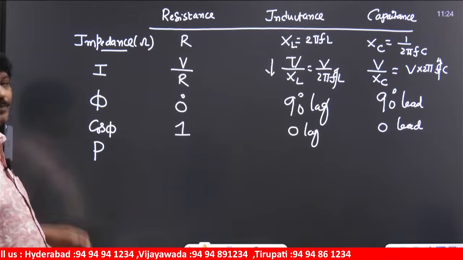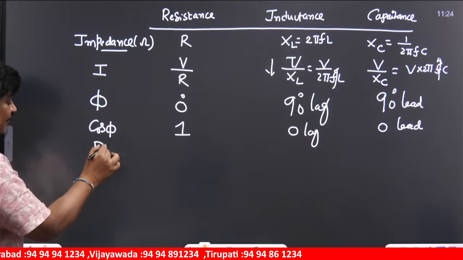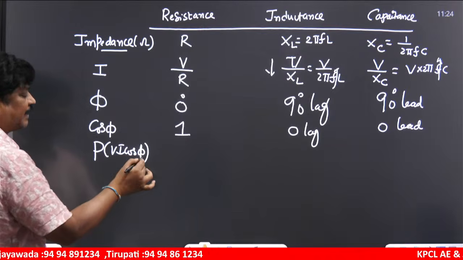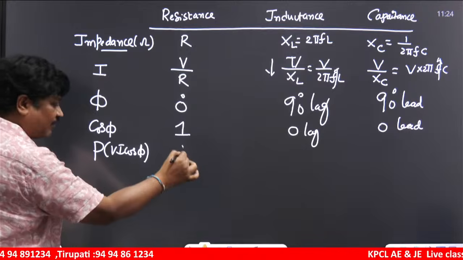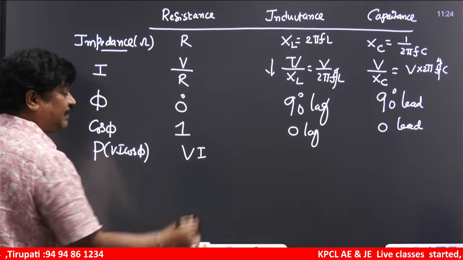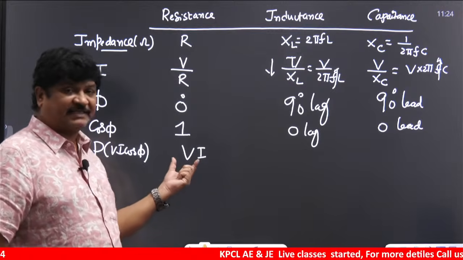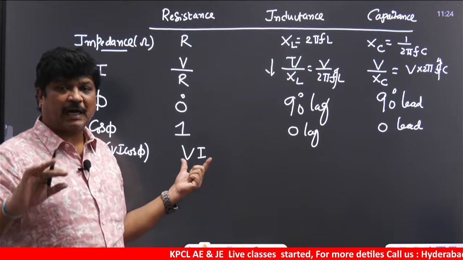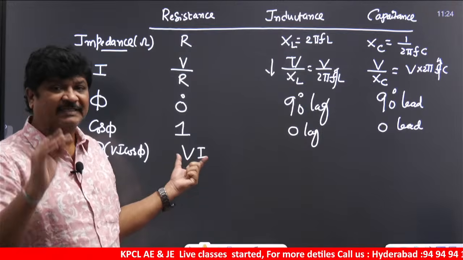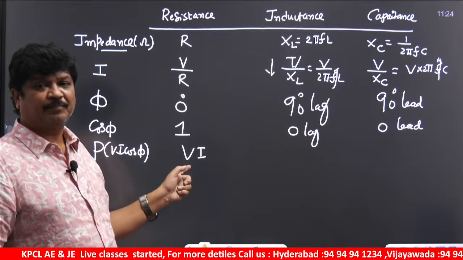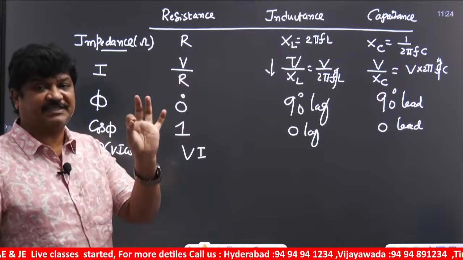What happened to the active power? You know, the active power formula is VI cos φ. What is the active power here? VI. See, my dear students, this is the maximum power. You cannot get more than this power in any circuit. Maximum power is possible only in a pure resistive circuit.